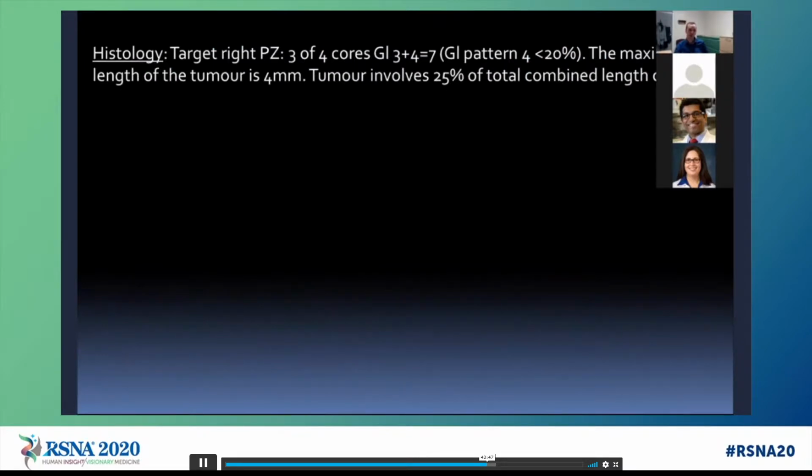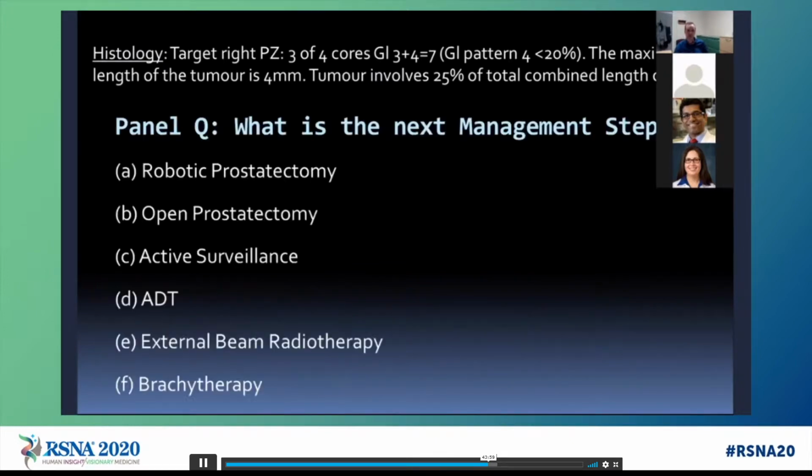So this was the histology report. Gleason 3+4, pattern 4 is around 20%. So on the borderline perhaps for active surveillance.